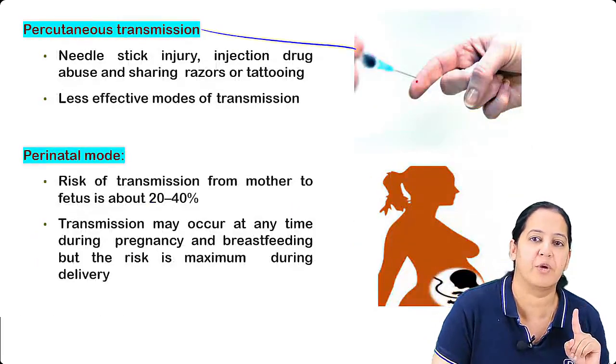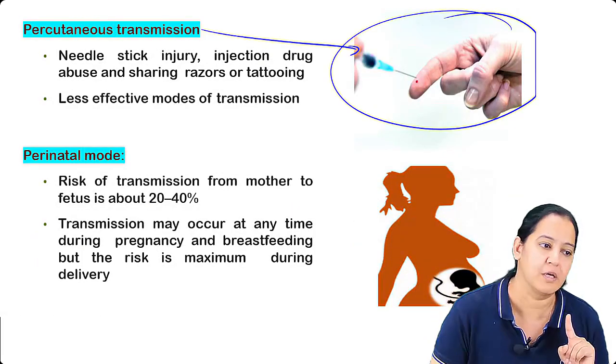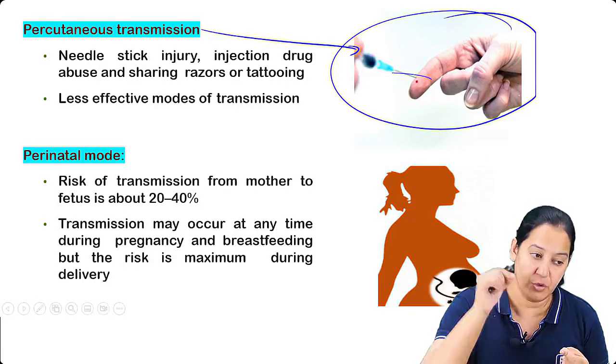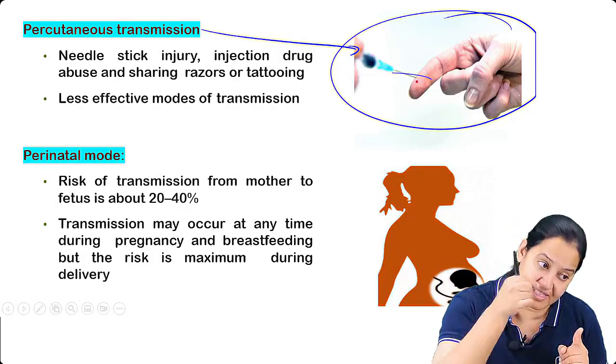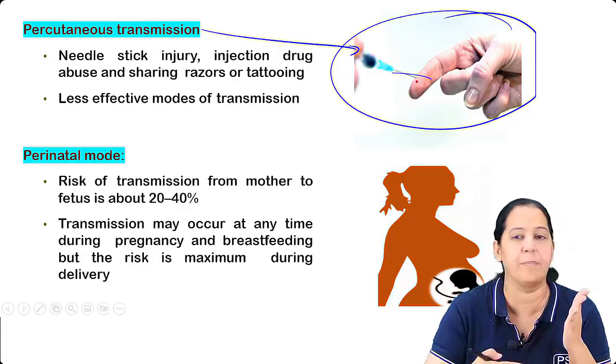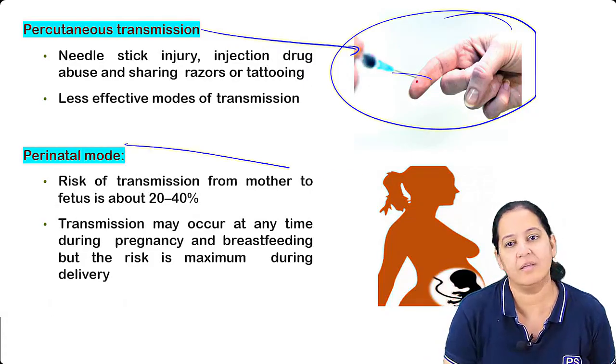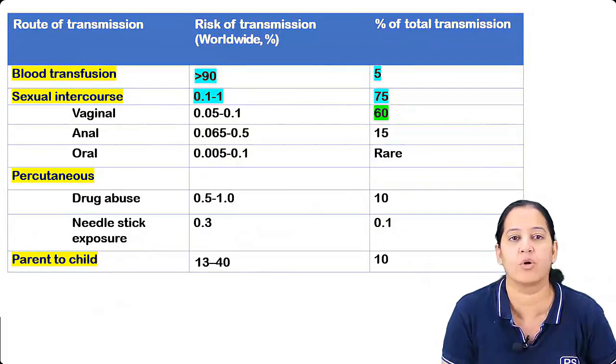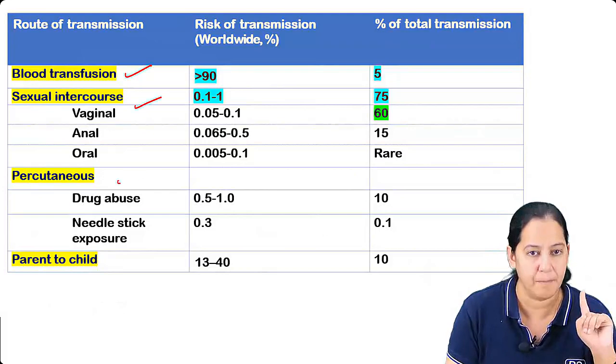Apart from that, percutaneous. So high risk to the doctors and healthcare providers. If you have a needle prick injury and you have used that needle in some HIV positive patient, with the same needle you have an injury, with the same scalpel you have the cut, then it can occur. And the next is the perinatal. So what are the 4 modes? First tell me the 4 modes. Blood, sexual, percutaneous, and vertical.